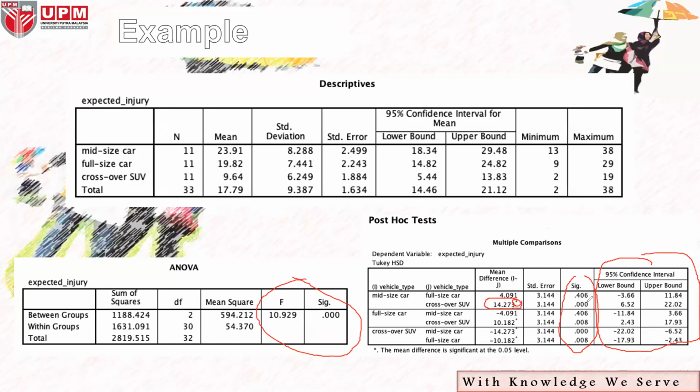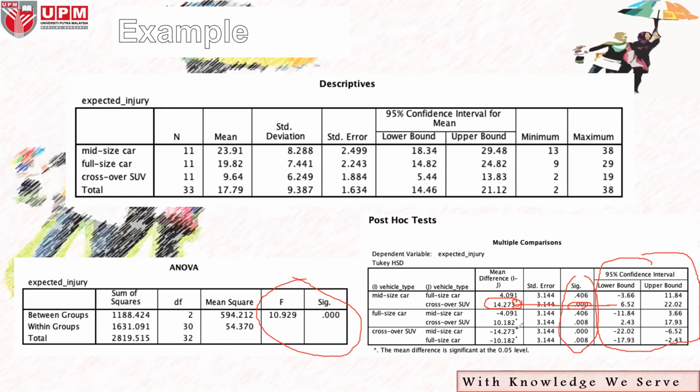Based on the significant value also, it is indicated that the significant value is lesser than alpha 0.05. Significant. In terms of the 95% confidence interval, we can see that 0 is located outside the range of lower bound and upper bound, between 6.52 to 22.02. Yes, the same. All three align.